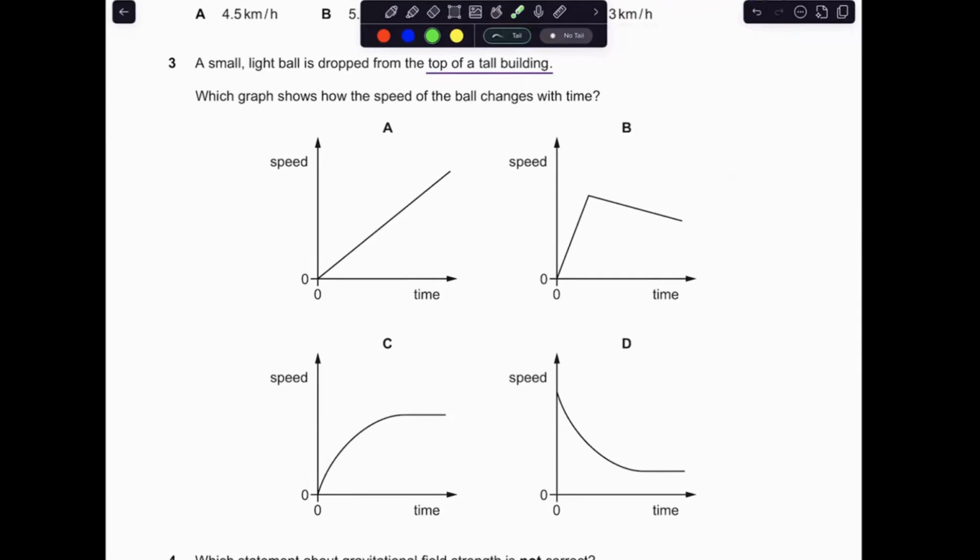That it accelerates downwards? Yeah, that's right. But what if they had said it's falling, decelerating, from the table? What if they had said that it was falling off a table?